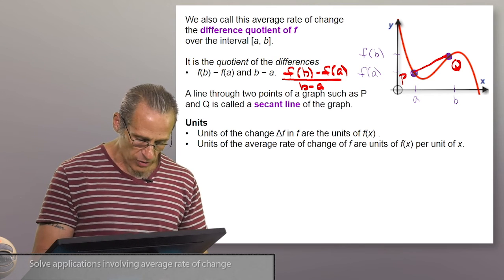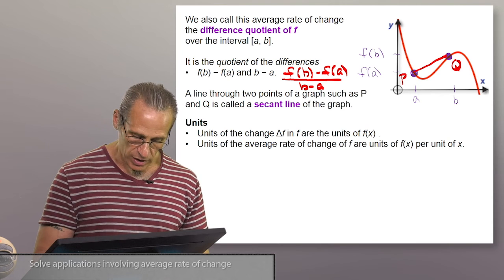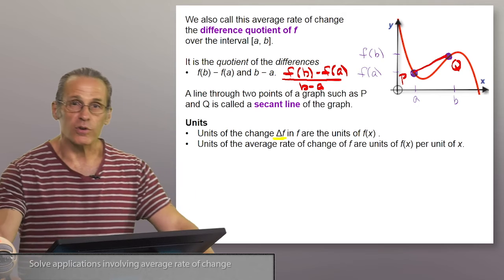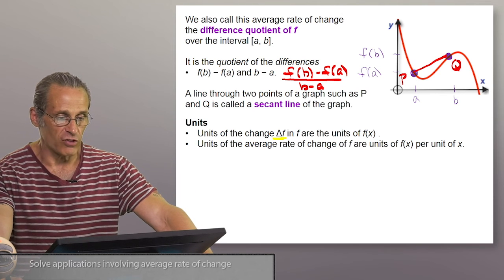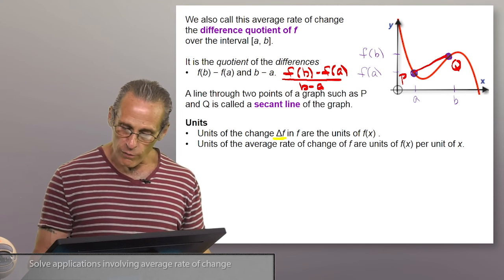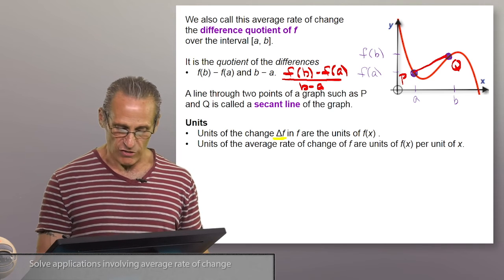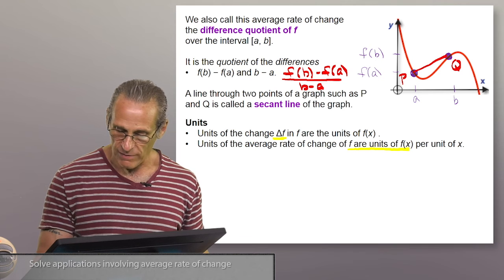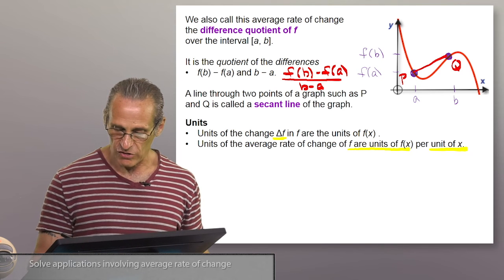So again, to make sure that I'm communicating with you, I want to emphasize that you are looking at units for the change of f, and that's the units in the numerator, over the units for the change of x, and that's units in the denominator. So our units are going to be units of f of x per units of x.